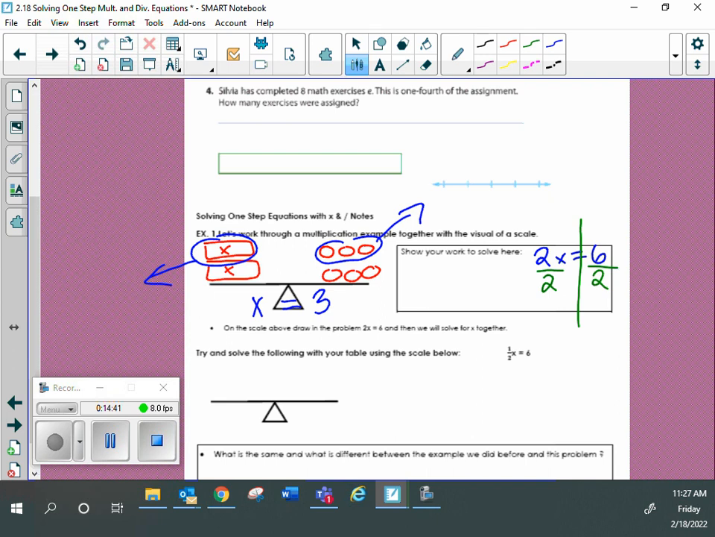Okay, so let's solve this. 2 divided by 2 is equal to 1, so I just cross that out. You can put a 1, but I just cross it out. I'm just left with x, so I'm going to bring it down.